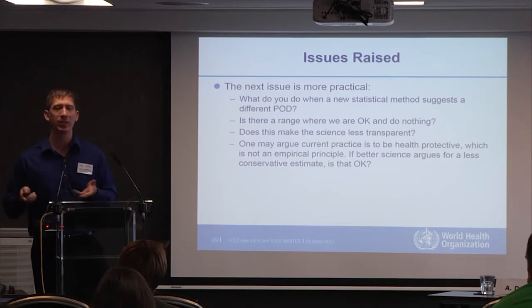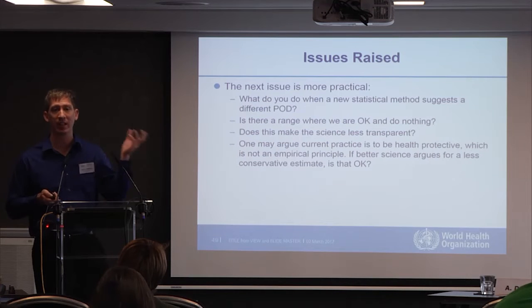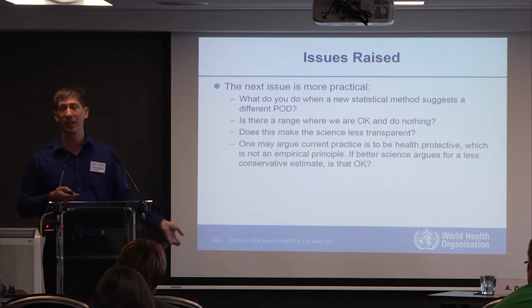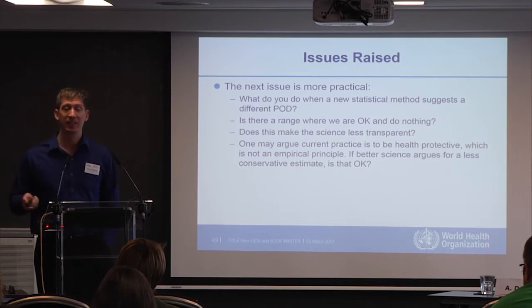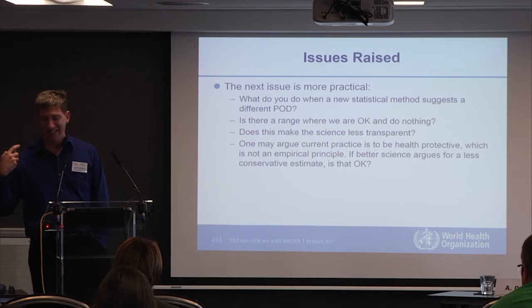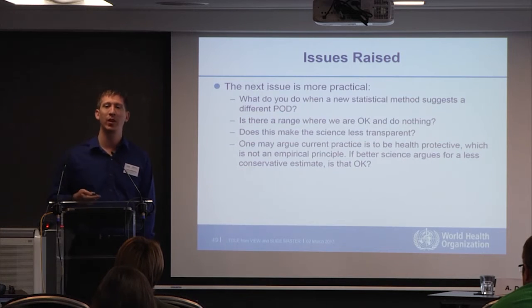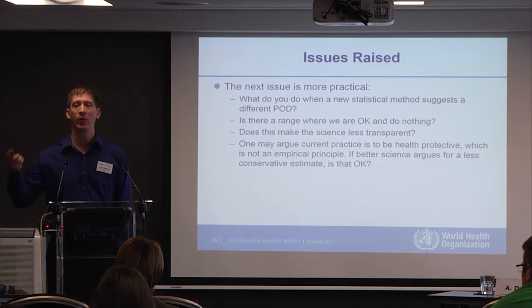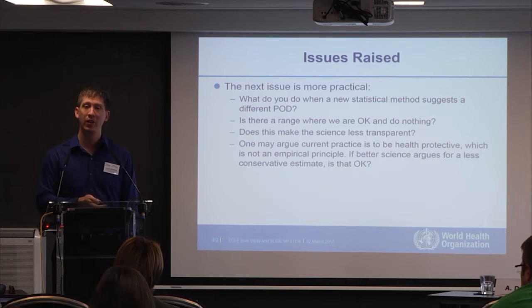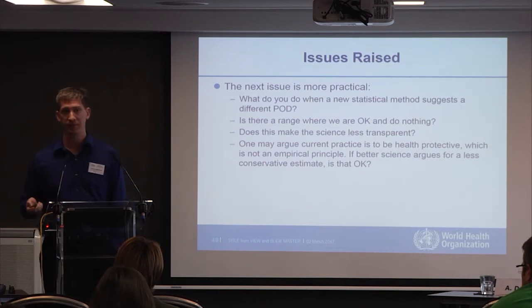And is there a range where this difference is okay and we do nothing? Is there just a small difference, okay, it gives a slightly different answer, and after that, it's big enough that we really have better science, we need to change it? Does this make science less transparent? And then one may argue that current practice is to be health protective. What we want to do is protect the public health. If something comes along that's also health protective, have we fulfilled our mandate and said, we know this is better and we're still being health protective?